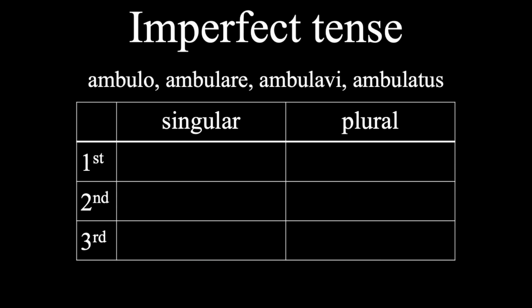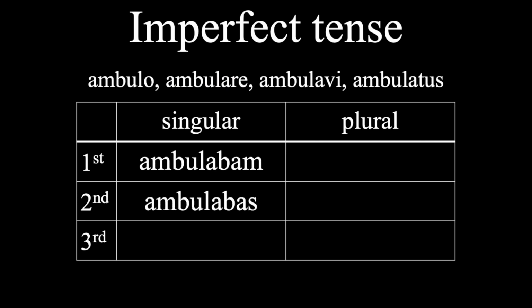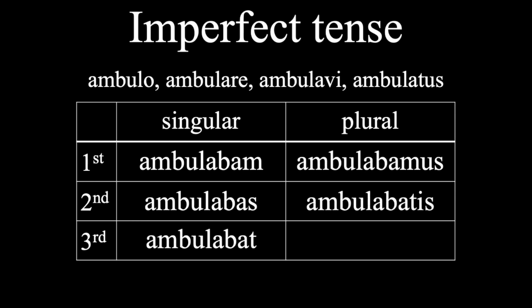So let's add these endings to some verbs. First, let's use the first conjugation verb ambulare, meaning to walk. Just like we did in the present tense, we're going to use the second principal part, i.e. the infinitive. We'll remove the re from that form, just like we did before. And then we add the ending, so we get ambulabam, ambulabas, ambulabat, ambulabamus, ambulabatis, and ambulabant.